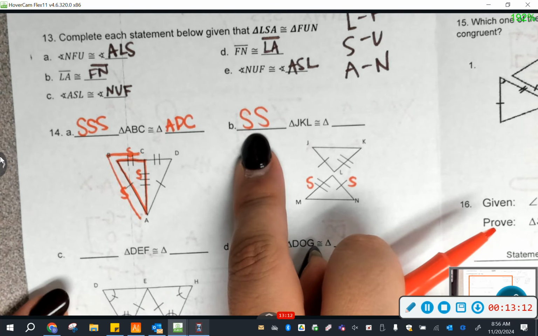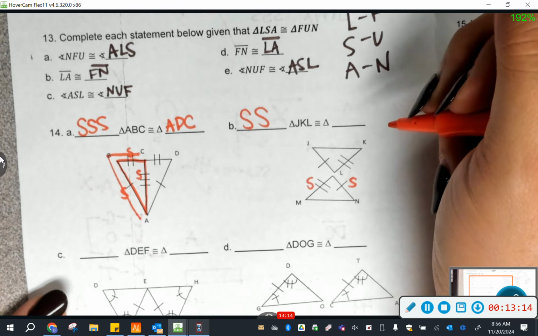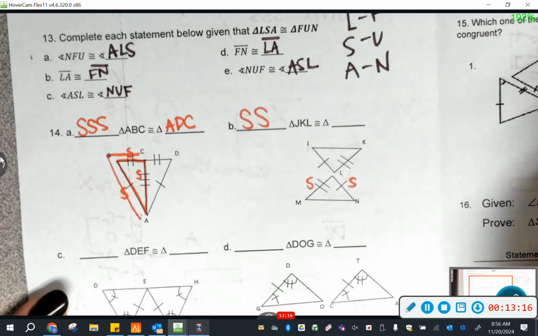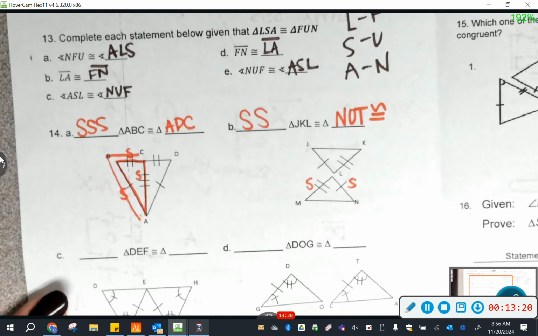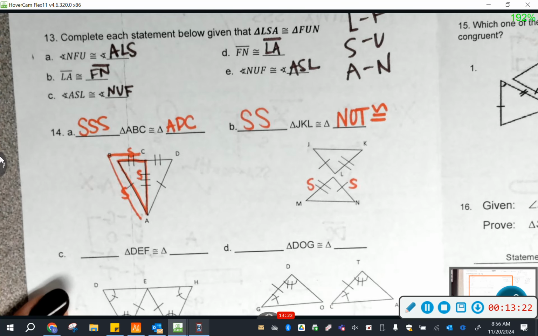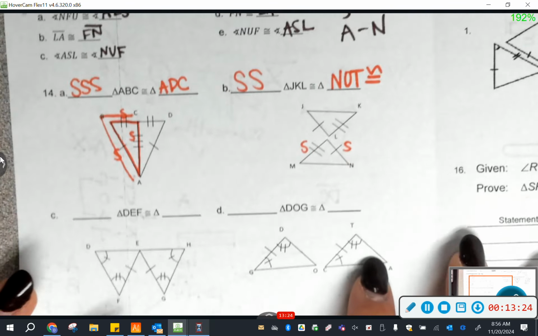What's 2 S's? HL? Nope. 90? Nope. There's no 90. Side? Nope. I mean, yes, but that is not congruent. It doesn't work. You can't just have 2 things. You have to have 3.